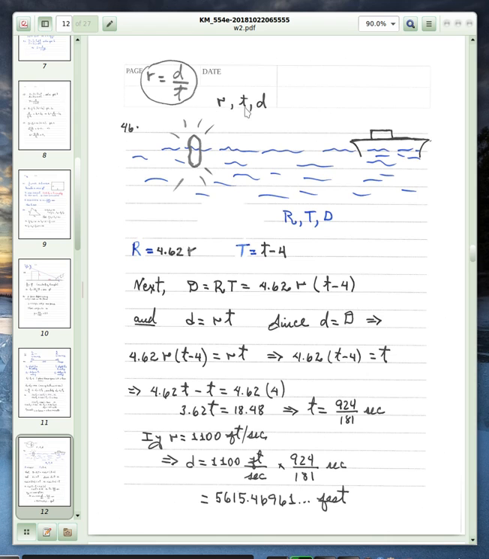Distance in the air, small d, equals rate in the air, with this velocity of the sound in the air, multiplied by t.